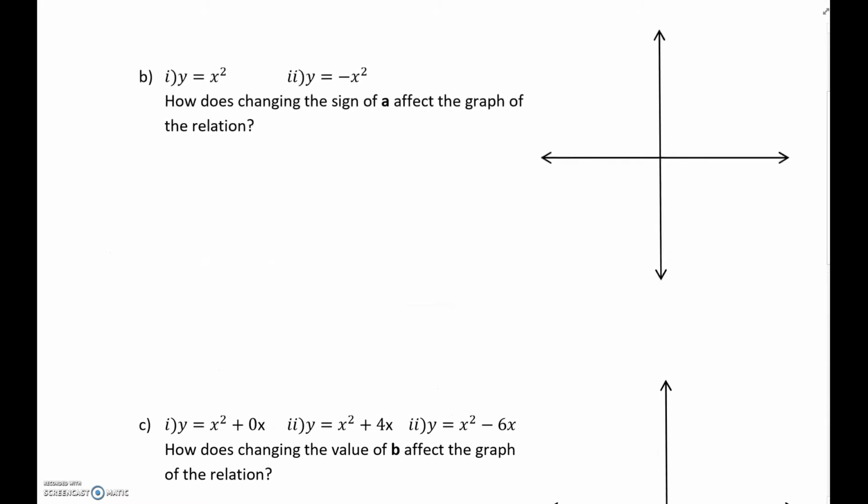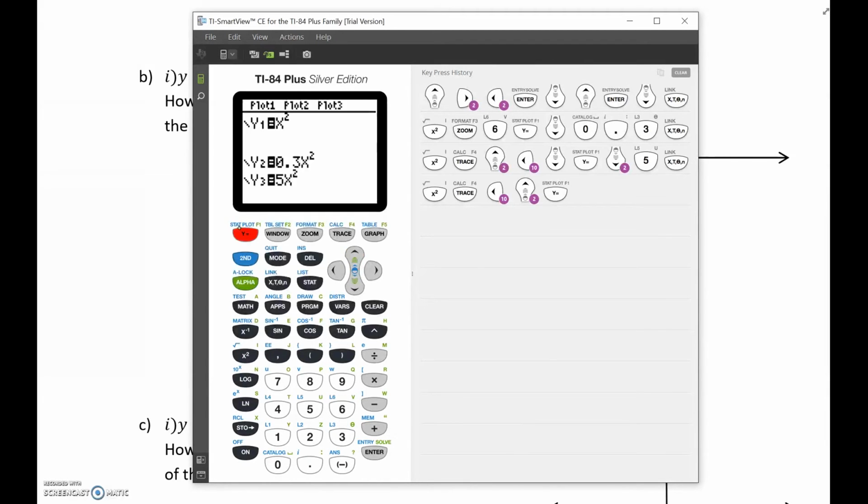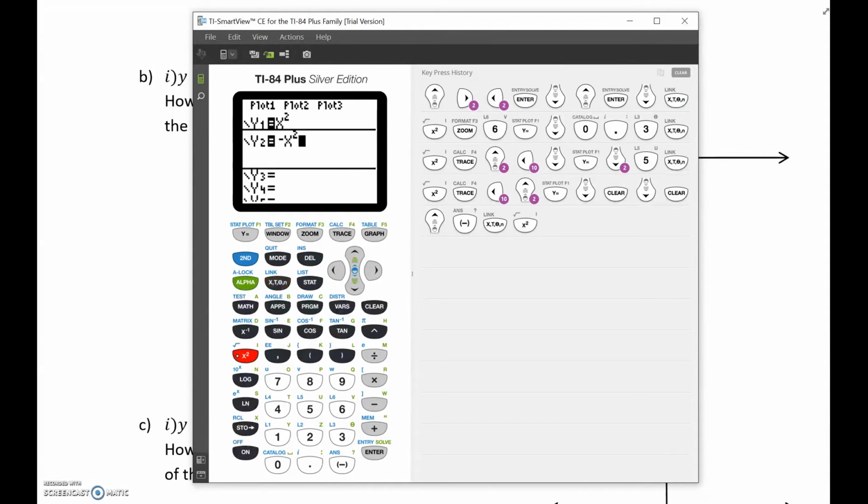So for b, we've got y equals x squared, again our parent function, and then y equals negative x squared. Now we're exploring how changing the sign of a affects the graph of the relation. So let's go back to our graphing calculator. Now if you want to turn graphs off, I'll show you how to do that as well. So let's just clear these 2 out and put in y equals negative. Don't forget you're using the negative, not the minus. Negative x squared. And if we hit trace, you can see both graphs.